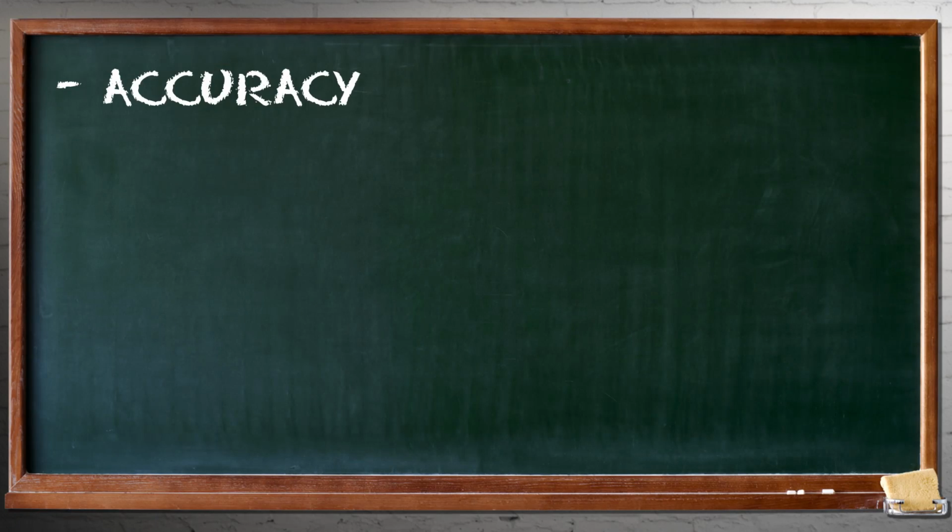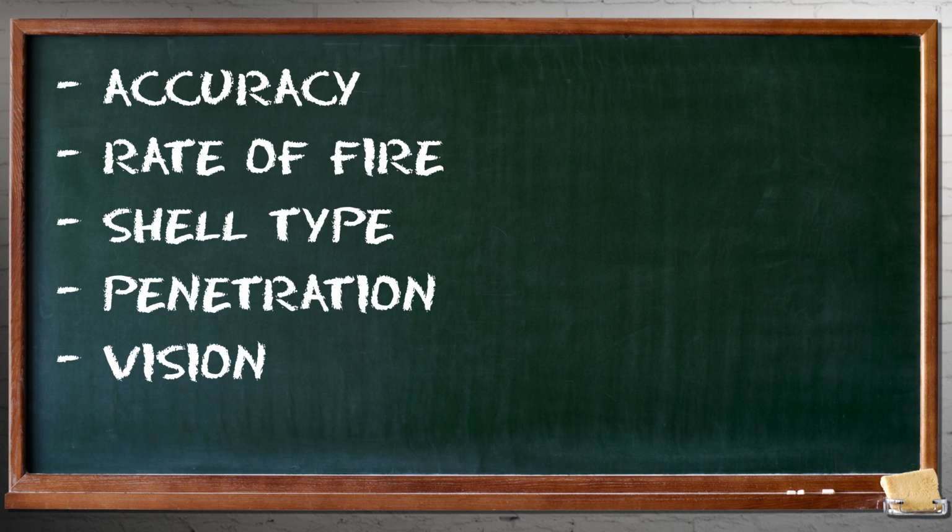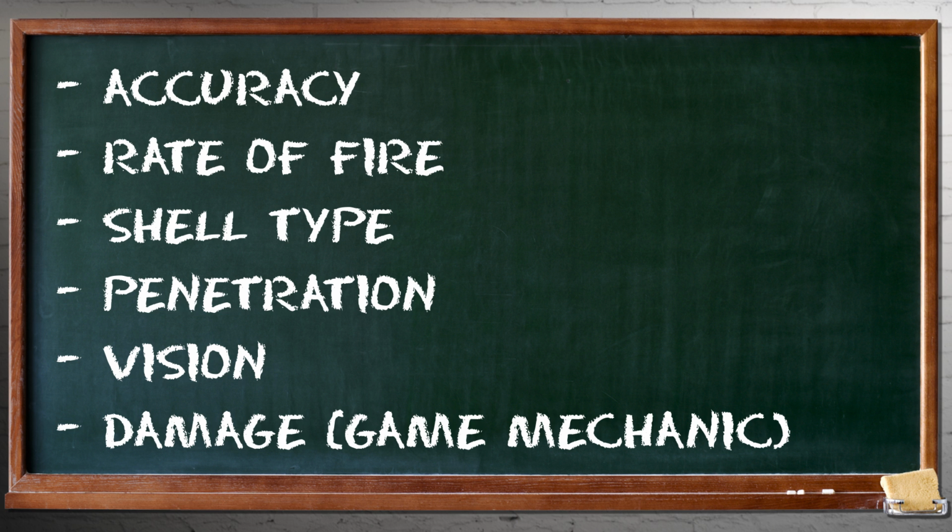Firepower. Well, these are some of the factors that affect firepower. Accuracy is one of them. Rate of fire, shell type, penetration, and vision. And then, of course, in the game terms, damage done at the other end. If any of these things fail, your purpose of the tank is gone. So for example, vision. He who sees the enemy first will probably shoot first and will probably win. It's something that a lot of people don't look at when they evaluate a tank.